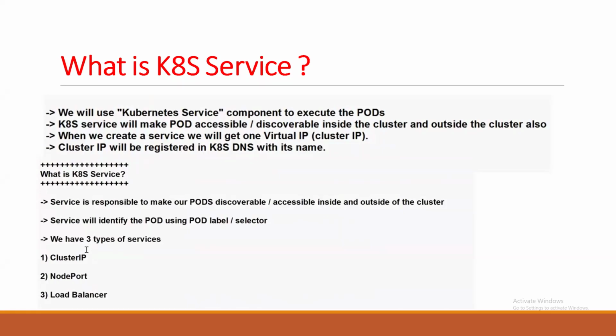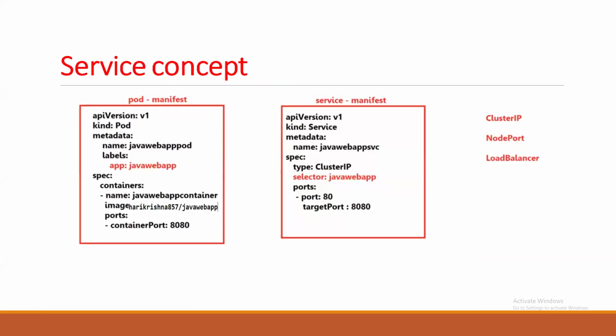The service will identify the pods using the pod labels and selectors. So we have three types of services: ClusterIP, NodePort, and LoadBalancer.